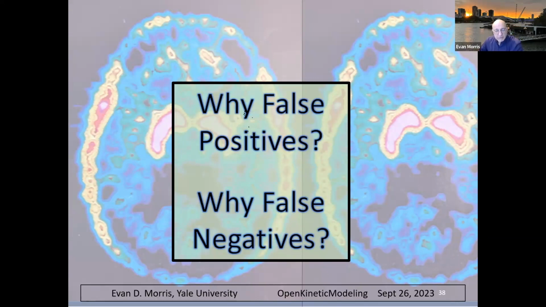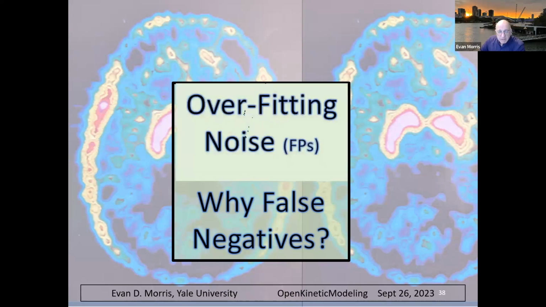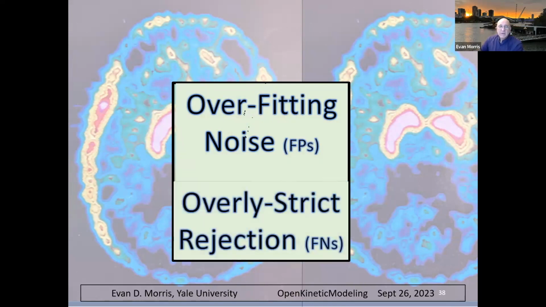Why false positives? Typically, they're the result of overfitting the noise in the data. And why false negatives? Typically, I believe they're overly strict rejection criteria. And remember, I've given you two rejection criteria. One is at the modeling level. The F statistic says we need the model with dopamine. And one is at the image level. It says, no, I can't accept that cluster size. It's so small, it's likely to have happened by chance.